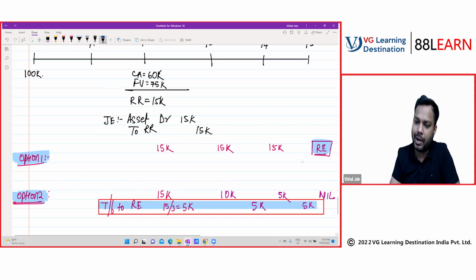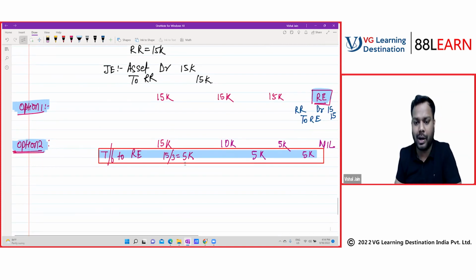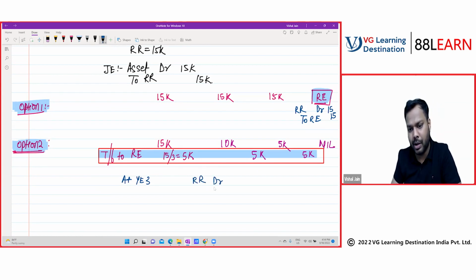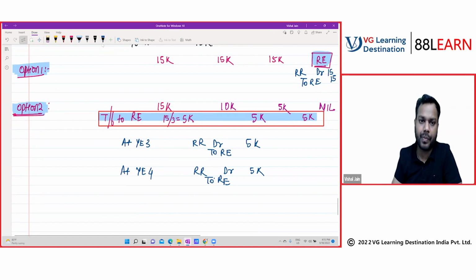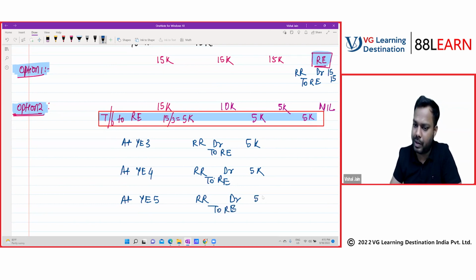In this case, I will transfer the revaluation reserve account debit to retained earnings 15K. At the end of year 3, I will do revaluation reserve account debit to retained earnings 5K. At the end of year 4, again I will transfer revaluation reserve account debit to retained earnings 5K. Then again at the end of year 5, revaluation reserve account debit to retained earnings 5K.